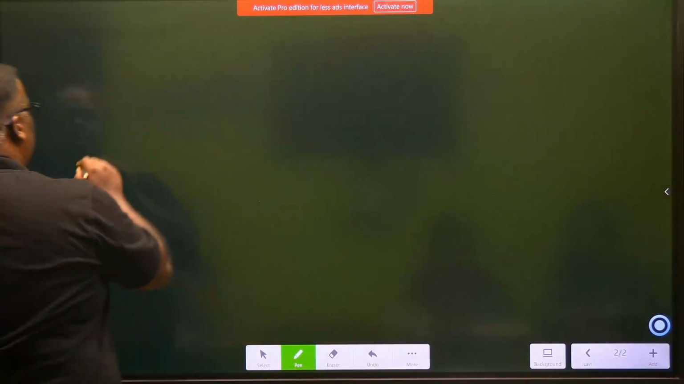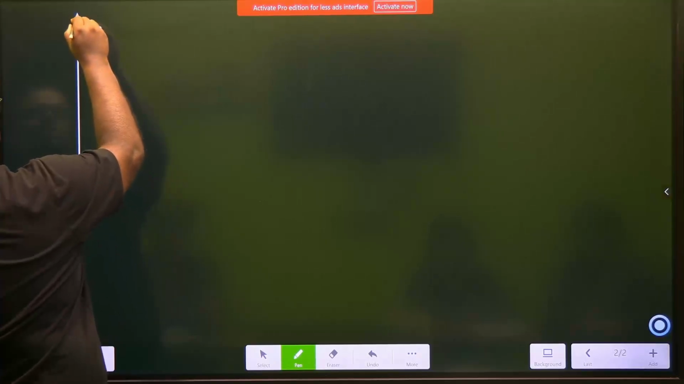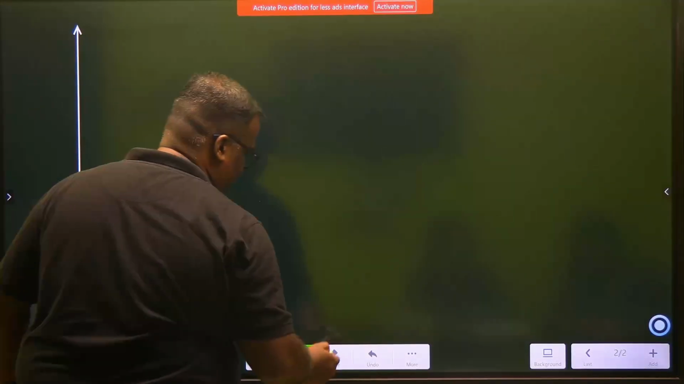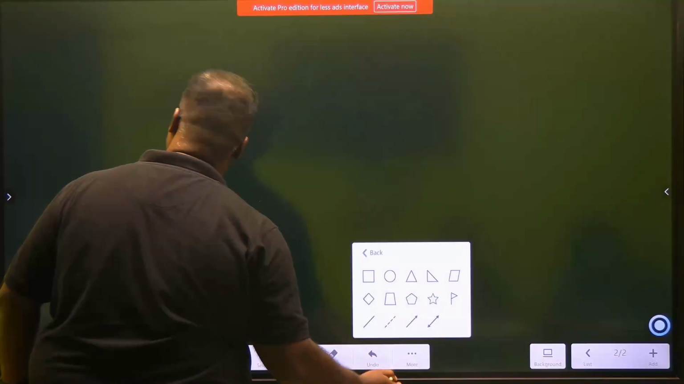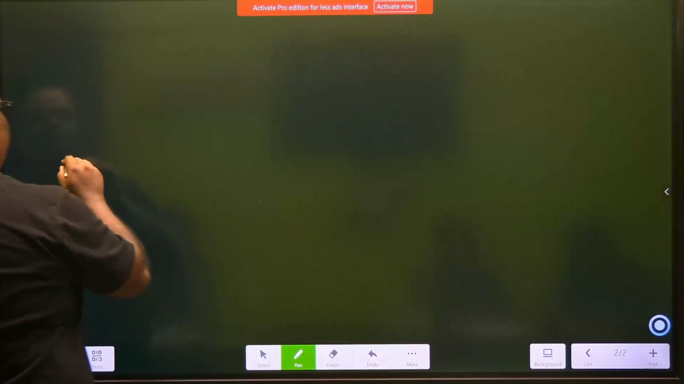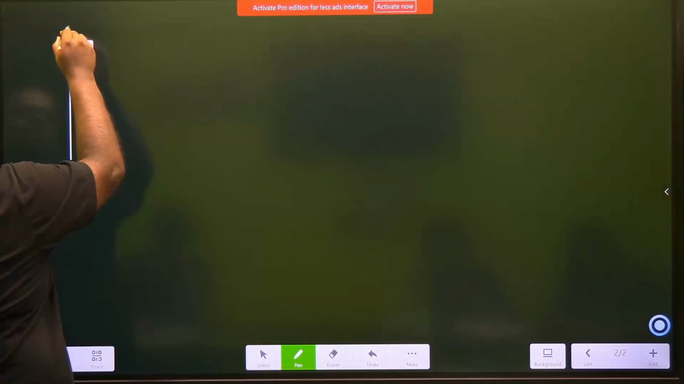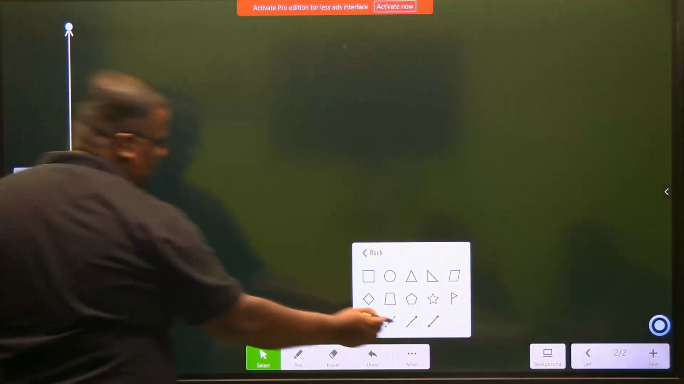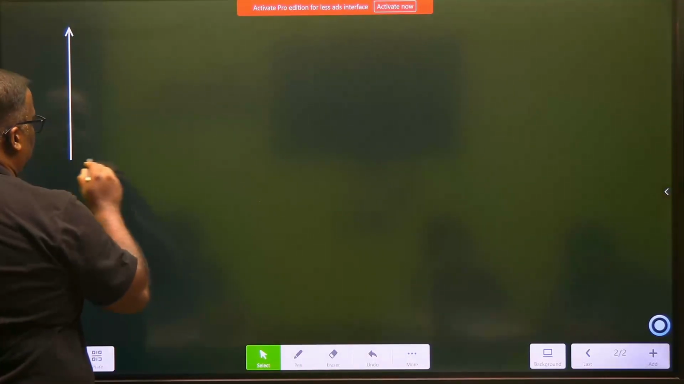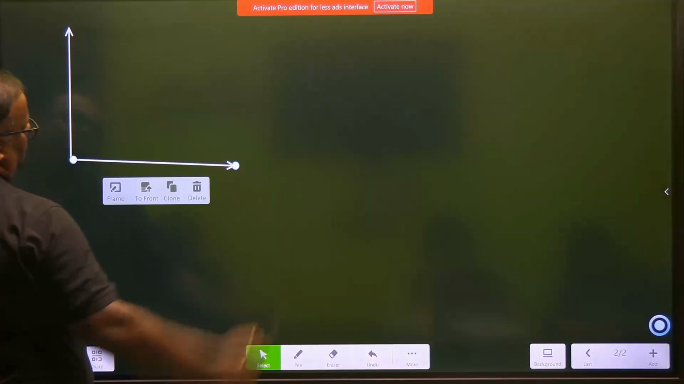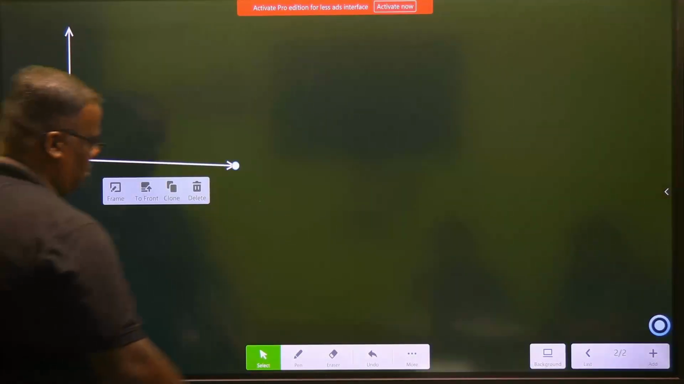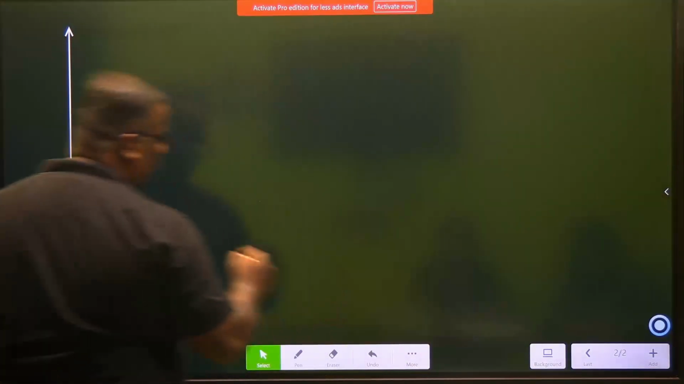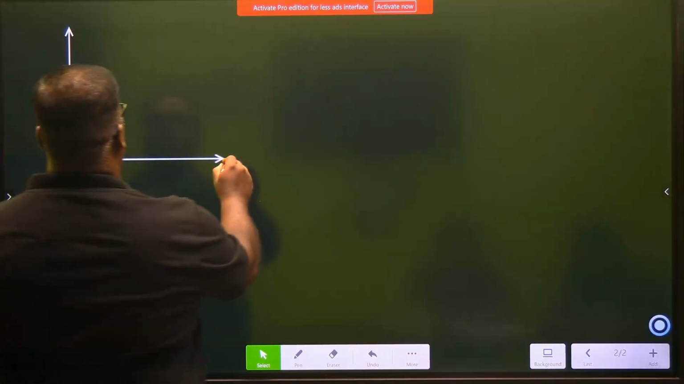So before the charges, let's again talk about vector basics. First vector basics, then we will go to Coulomb's law, then your job will be easy.